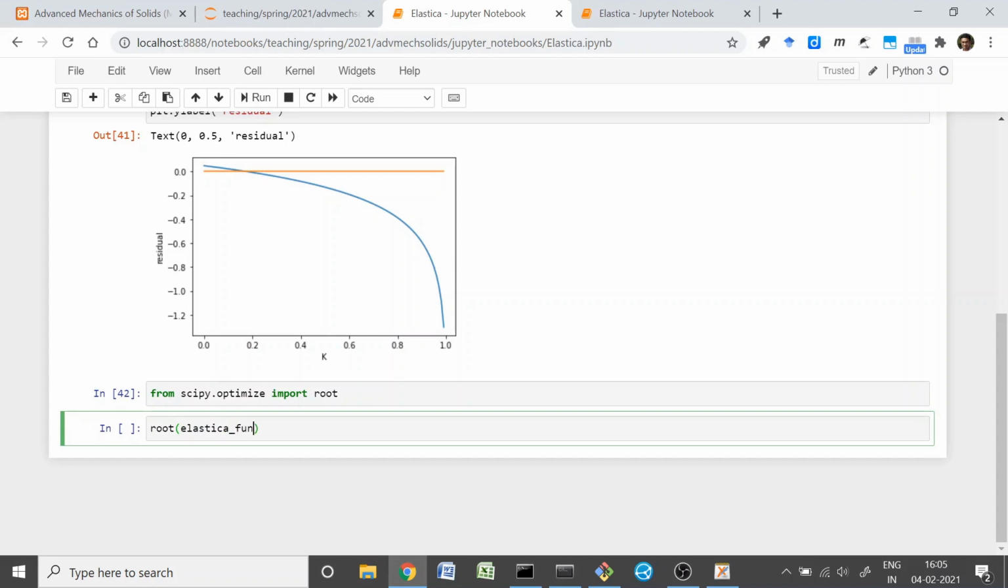we have to supply to it the name of the function, and then we'll also have to supply to it a value which is an initial guess. If you are a little bit familiar with numerical methods, you will remember that sometimes for these numerical methods we have to provide an initial guess. So let's provide an initial guess as 0.3 maybe. Let's see what happens.